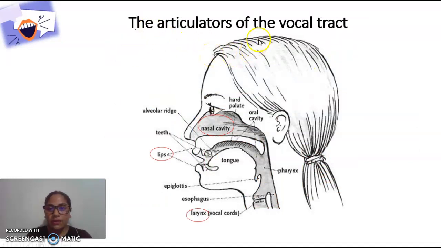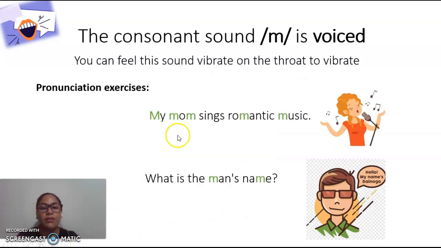The articulators of the vocal tract that produce this sound are the nasal cavity, lips, and larynx. Why? Because the consonant sound M is voiced. You can feel this sound vibrate in the throat. Okay? You can feel this sound vibrate.